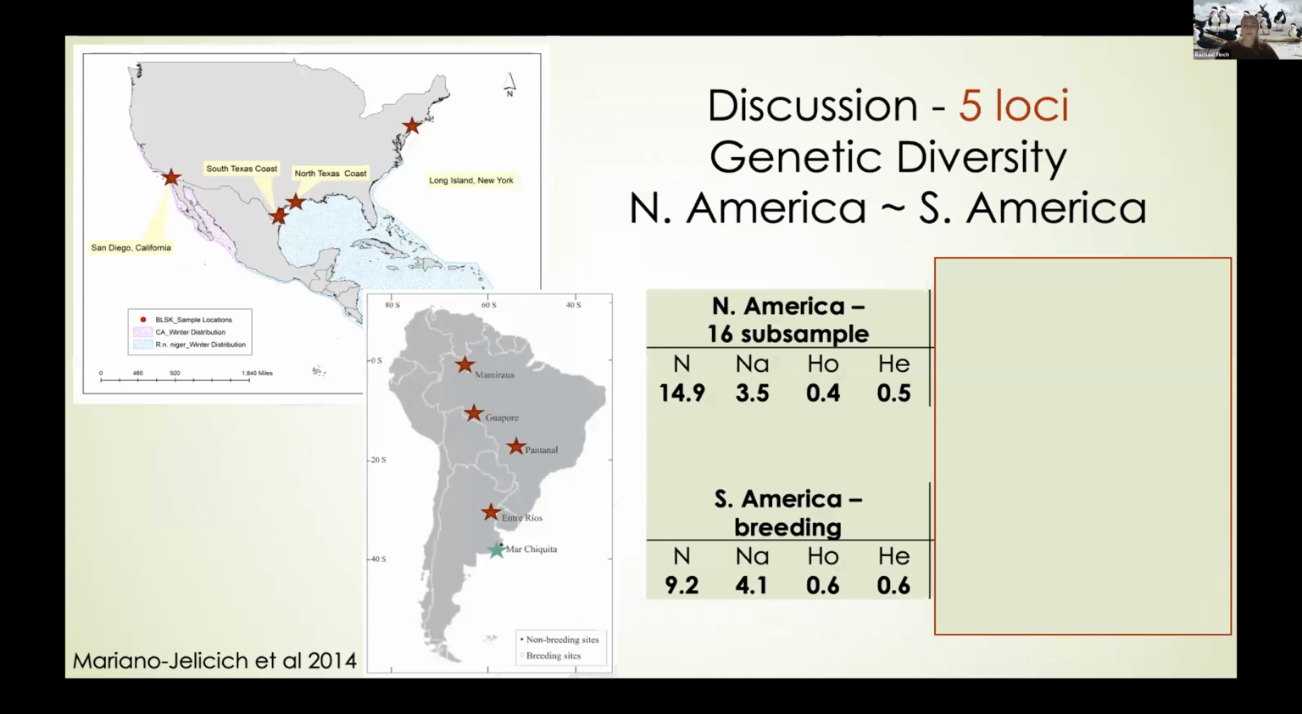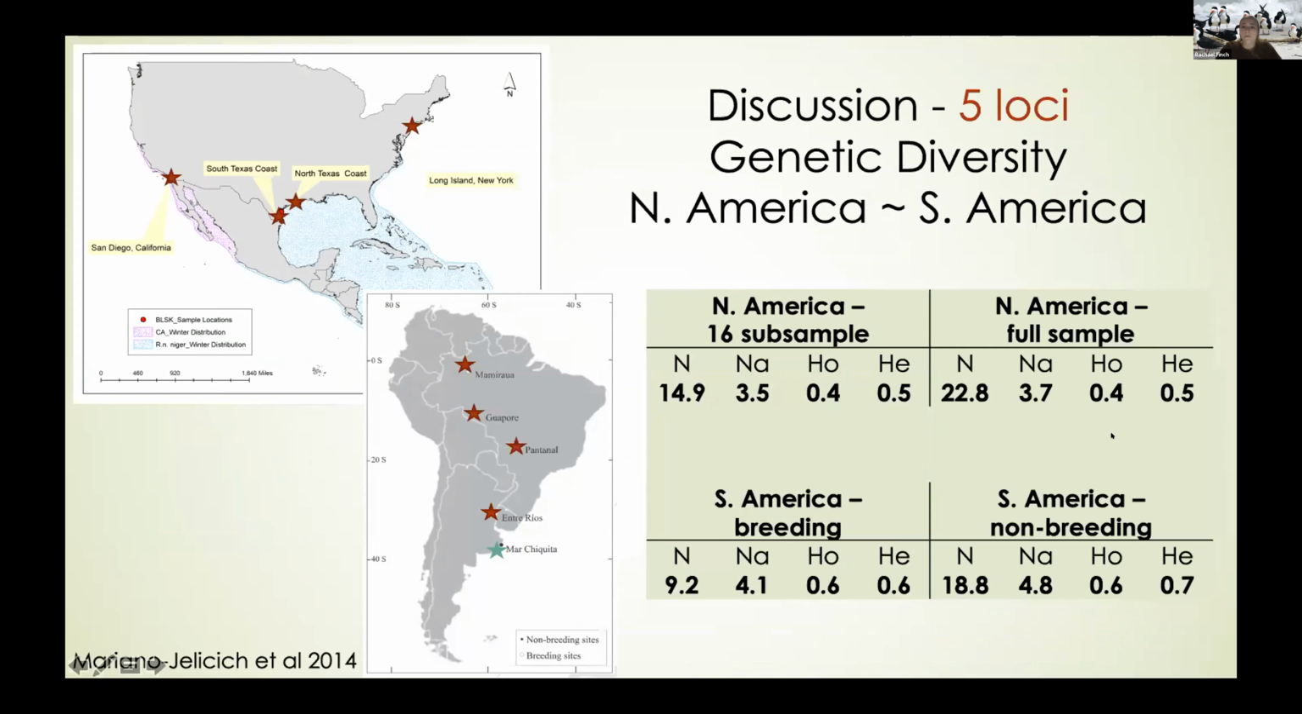So being that our study relates back to the South American study, we wanted to compare our genetic diversity to the 5 loci that were analyzed in the South American species. And here we see that whether we're dealing with our subsample or our full sample, we have a larger sample size. However, the number of alleles present in both cases were smaller than those in the South American subspecies of black skimmers. And we also had smaller values for heterozygosity, both observed and expected, which is another indicator of less genetic diversity in the North American skimmers.